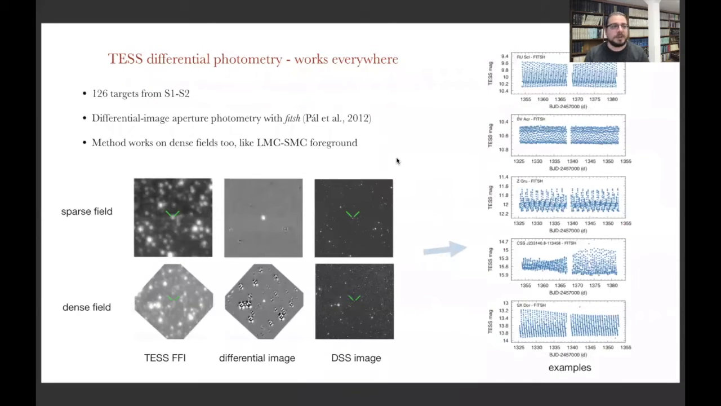For this work, we looked at over 100 potential RR Lyrae stars from sectors 1 and 2, and created differential image aperture photometry for them with András Pál's FITSH code. With this method, we were able to extract light curves, as shown on the right, even from dense fields towards the Magellanic Clouds. One such example of a dense field detection is shown at the bottom row of images.